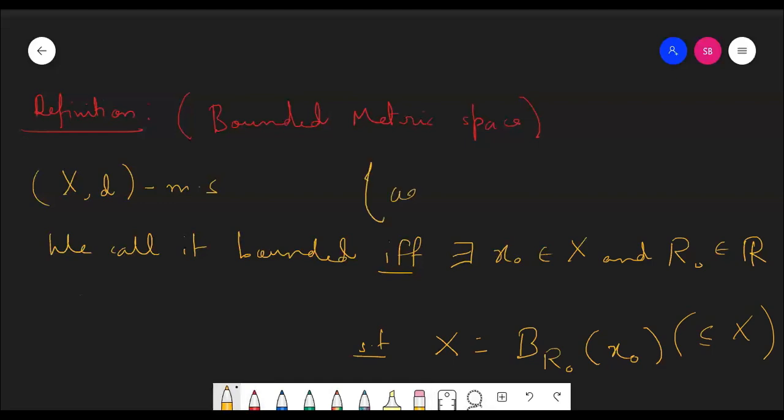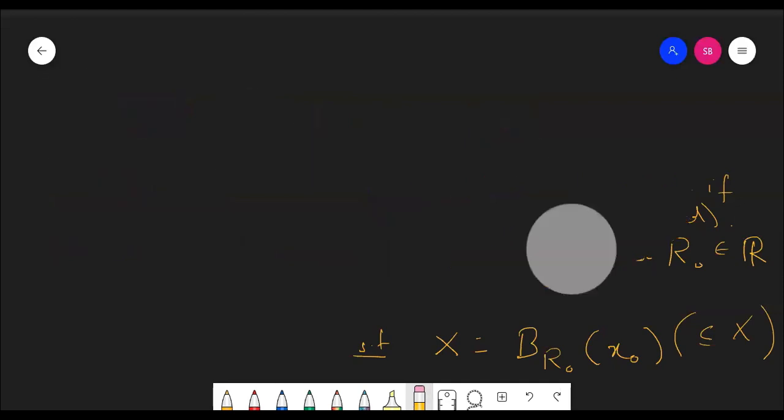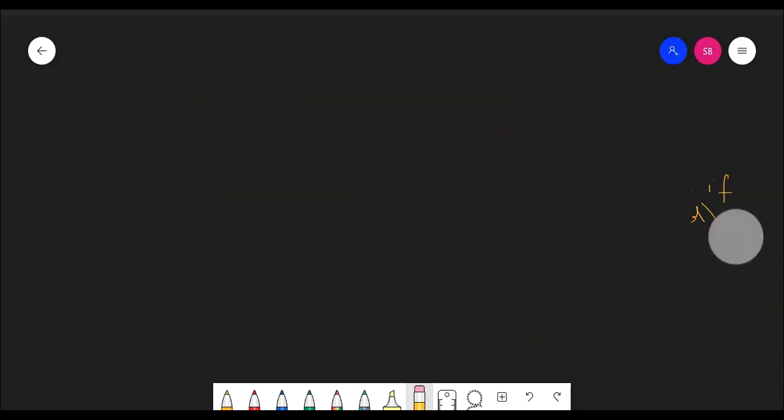So again, note X is unbounded if it is not bounded. Okay. So for a very trivial example, our famous metric space, the usual metric on R, is not bounded, right? It is unbounded. So examples.